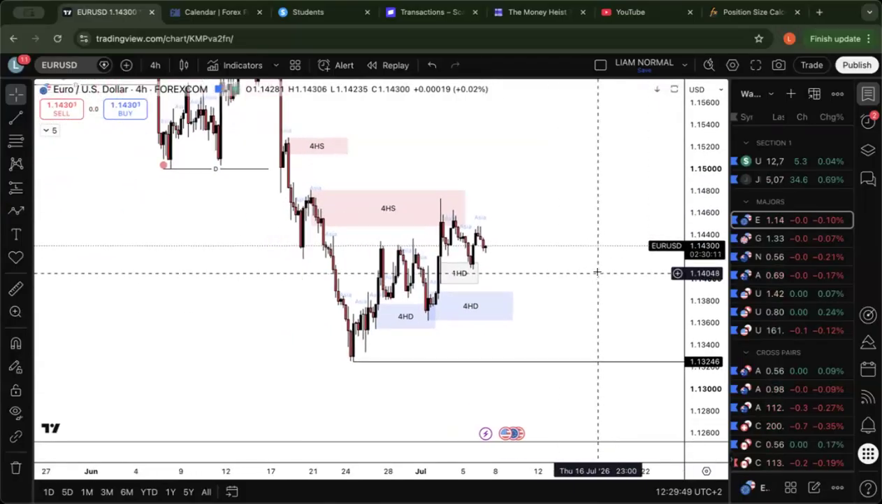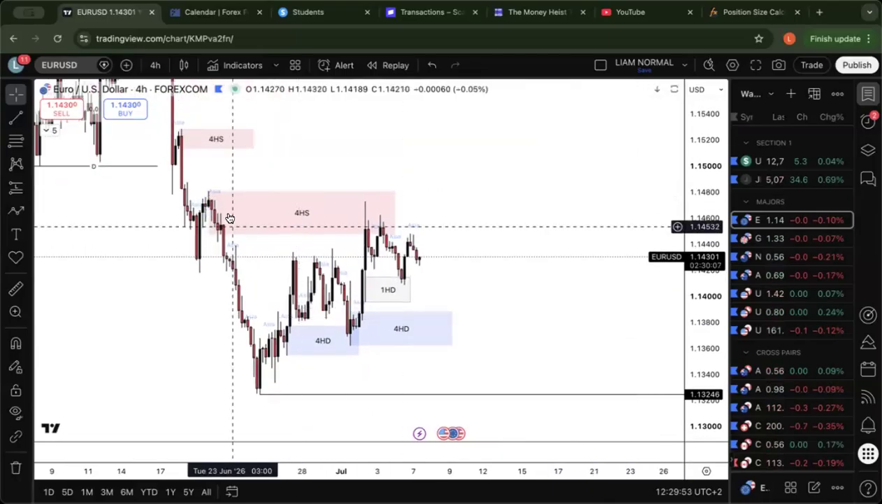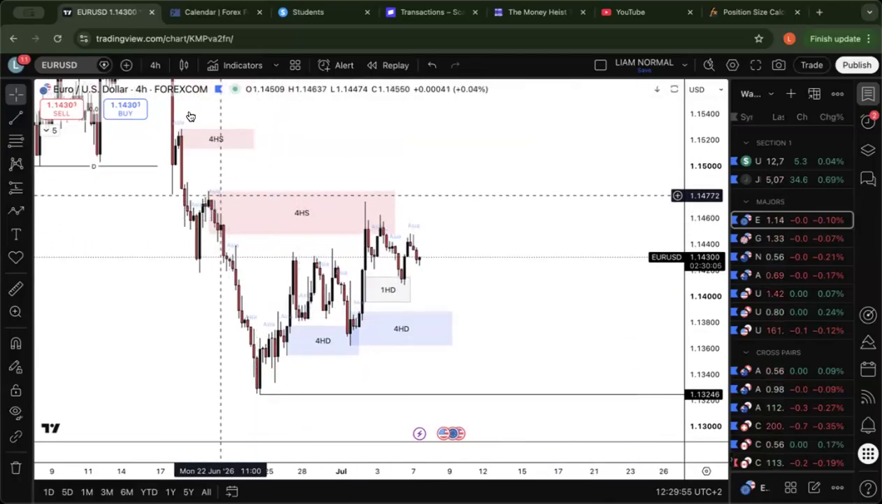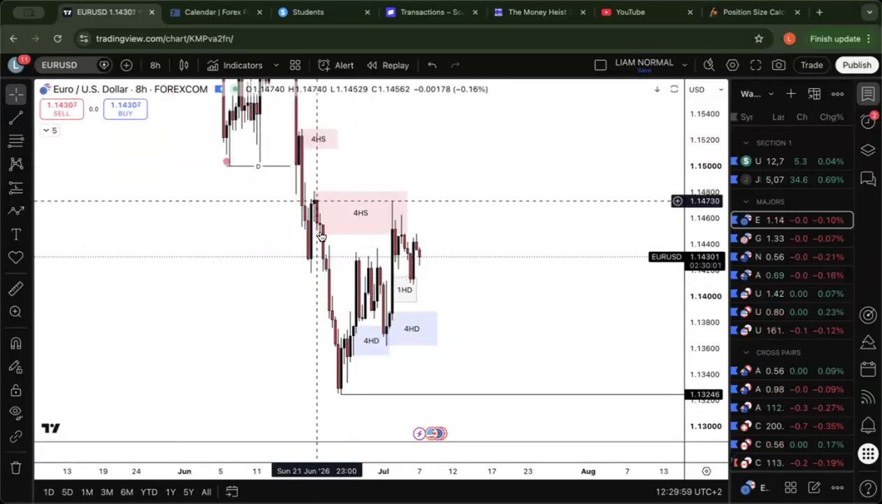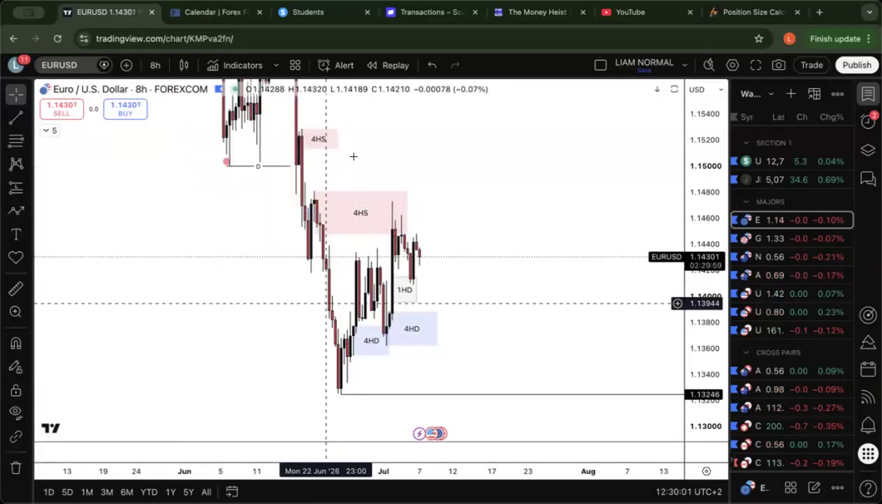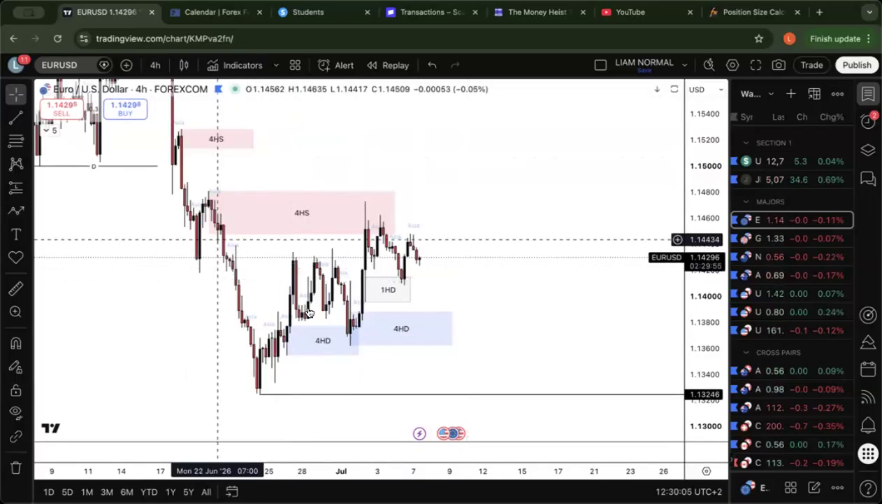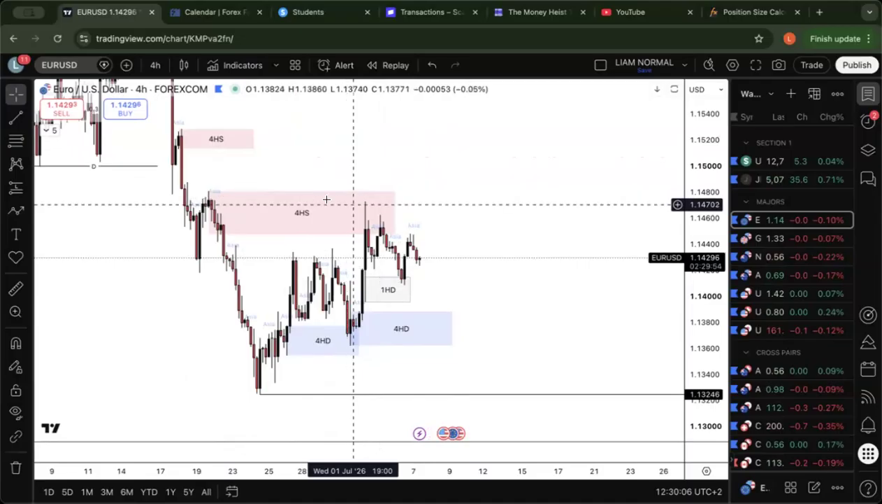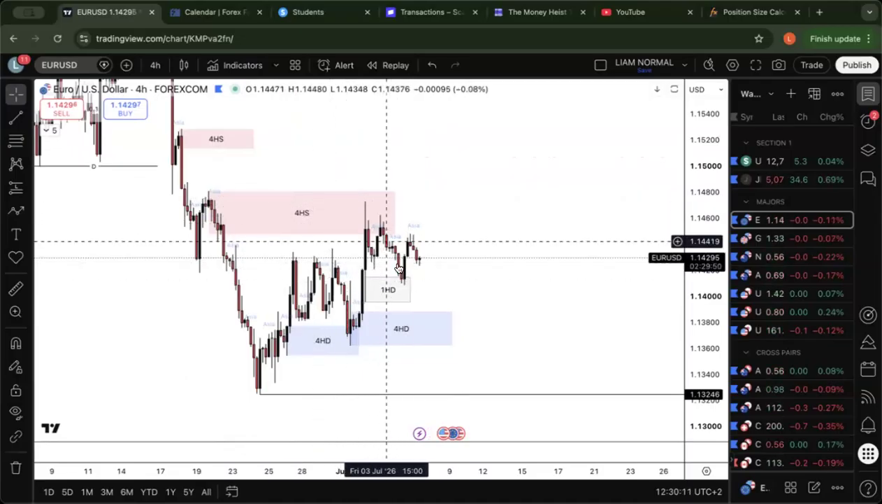Now, looking at this scenario, you can see that we have this 4 hour area. You can also look at the 8 hour and it looks a lot clearer. You can see that this little consolidation before this move down is where this 4 hour supply area is. Market came in, mitigated this supply, then had that movement away from there.